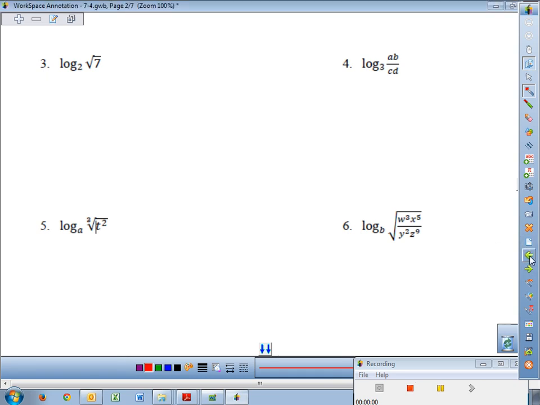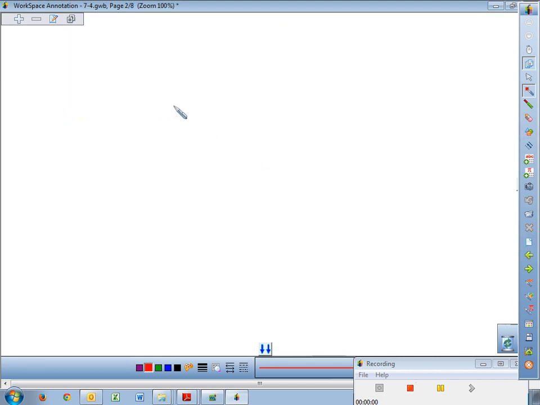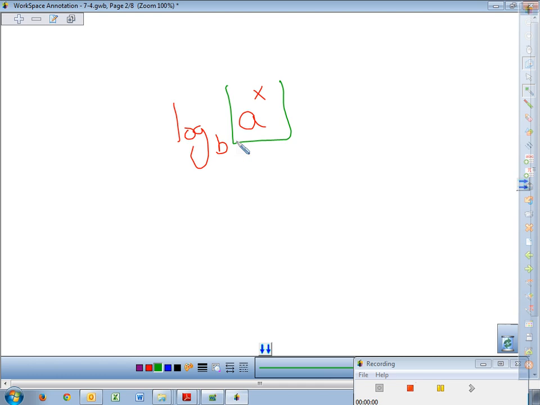Back to our chart. There are other things. The power property right here. If you've got, let me see if I can write this a little bit bigger for you, the log base b of, let's just say, some argument a to the x power. Do you see how the argument is raised to an exponent? Here's a property of logarithms: that exponent gets to move in front of the log. So it could be rewritten as x log base b of a.